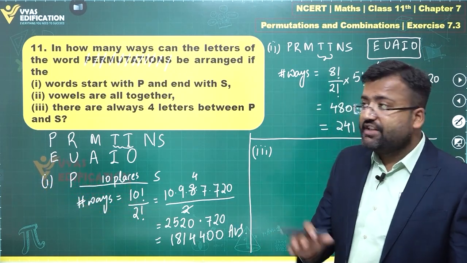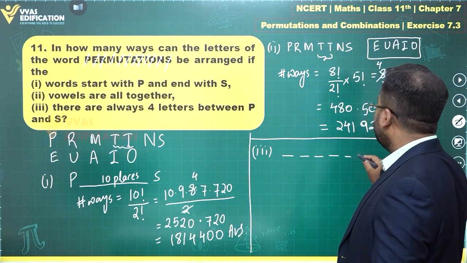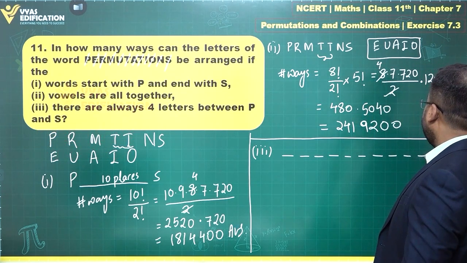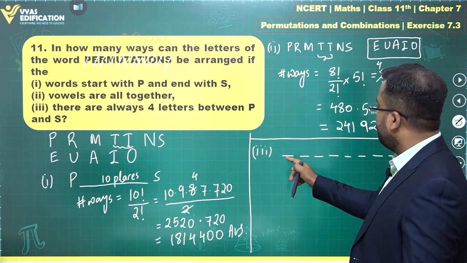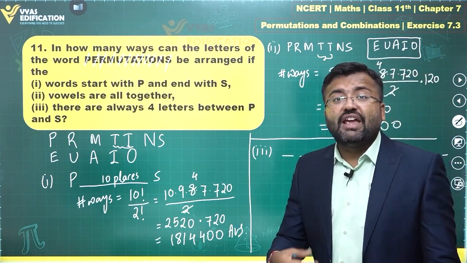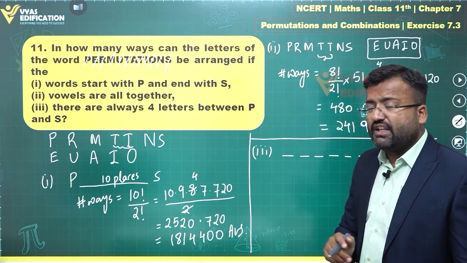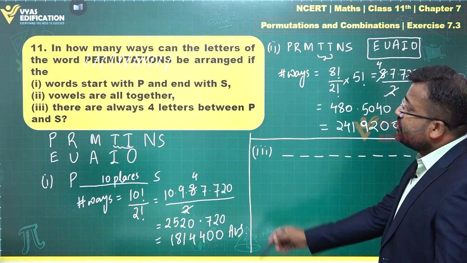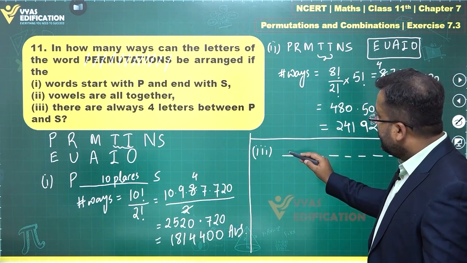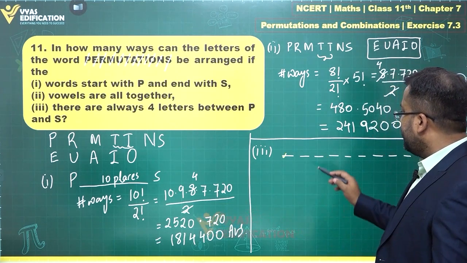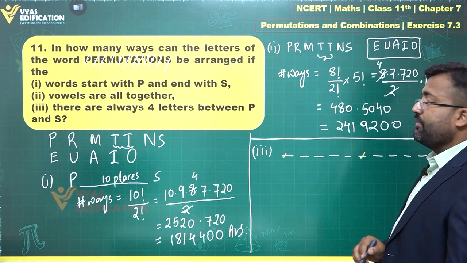The positions can be interchanged, but since we have total 12 places, 1, 2, 3, 4, 5, 6, 7, 8, 9, 10, 11, 12. Now, which places can P and S occupy? Please observe which places can P and S occupy. That's the important thing that we want to note over here. So, P and S can occupy, if you see, if P occupies this, then S will occupy, there are always 4 letters, this place will be occupied by S.